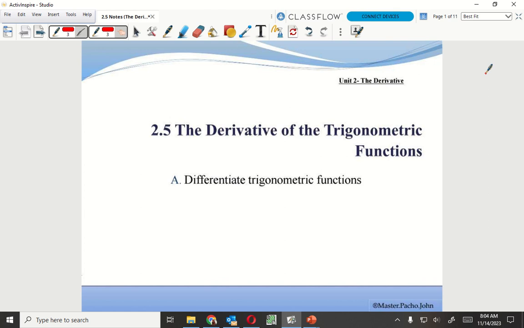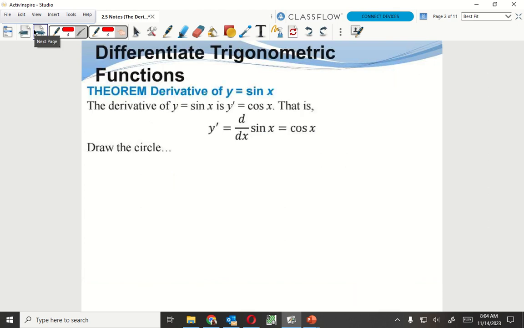So, derivative of trigonometric functions. These are some of the easiest things you're ever going to do. If you know how to draw a circle, this is going to be even easier. Derivative of sine x is cosine x. Is that easy? Okay, so draw the circle.